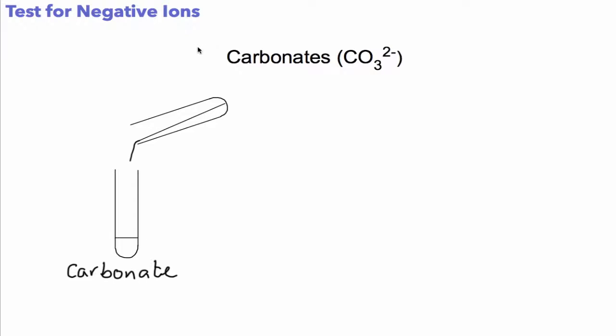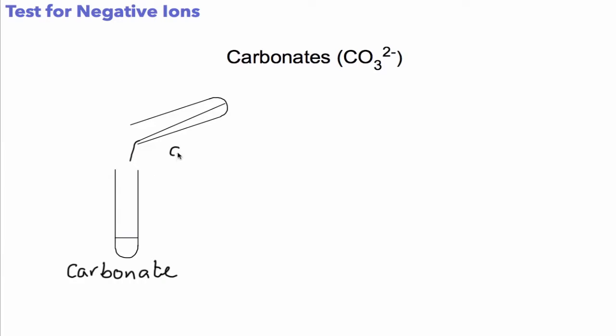Hello and welcome. This is a video all about the tests for negative ions, and the ones we are going to look at are the carbonates, the halides and sulfates. To start us off, we are looking at carbonates, that's CO3 with a charge of 2 minus, and this is very easily done.